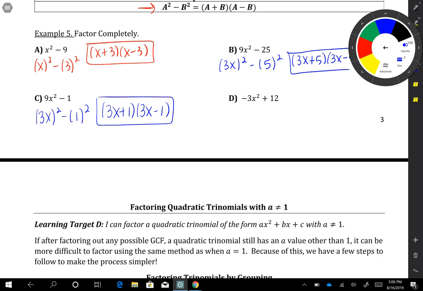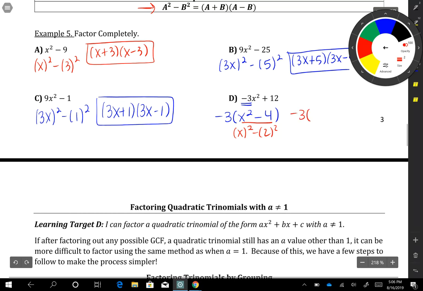Finally, in letter D, I noticed something I don't love to see. That's a negative in front of my x squared term. We definitely need to take a negative out. Looking at my second term, it's 12. So I actually can take this negative 3 out of both terms, which leaves me with x squared minus 4. And the whole purpose of that, as you see, is it leaves us a difference of squares. So this is x being squared, and this is 2 being squared. So my final answer will be negative 3 times x plus 2, x minus 2.